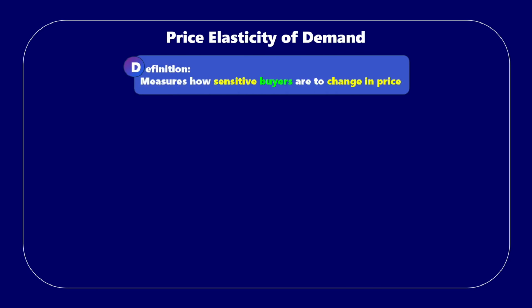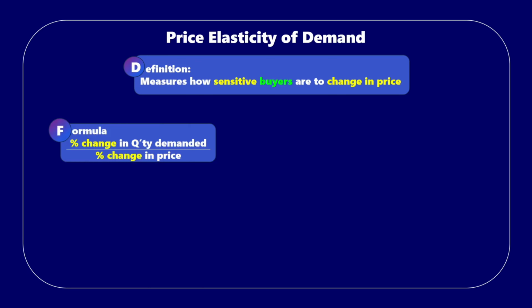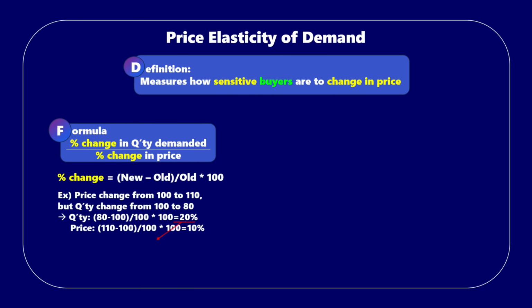Let's first talk about the most important one: price elasticity of demand. Price elasticity of demand, or PED, measures how sensitive buyers are to a change in price. When price changes, do consumers react a lot or just a little? To calculate it, we have this formula: percent change in quantity demanded over percent change in price. And remember, percent change is always calculated as new minus old, divided by old, multiplied by 100.